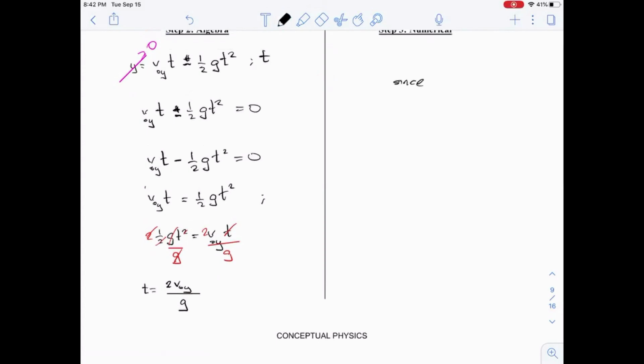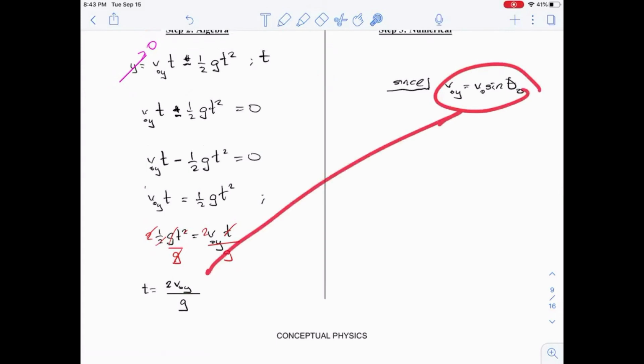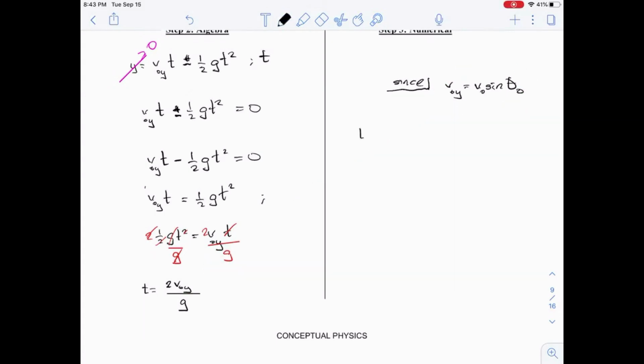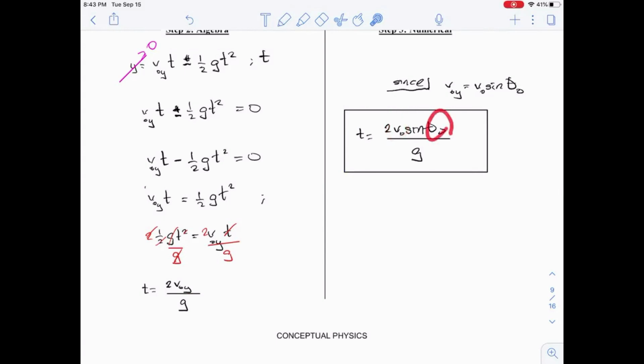Here's what we know: the initial speed in the y direction is going to be the initial speed times the sine of the angle. So this gets substituted into that, and when you do that, it looks like this: t is 2 times the initial speed times the sine of the angle divided by g. This is the final format. Now you have a number for the initial speed, a number for the initial angle, and a number for g, obviously. So now you just put in the numbers.